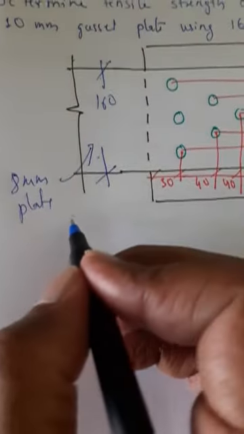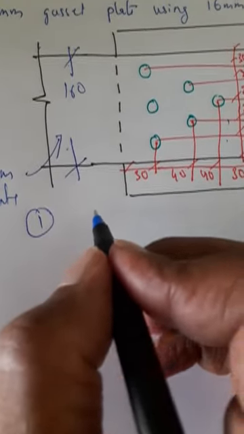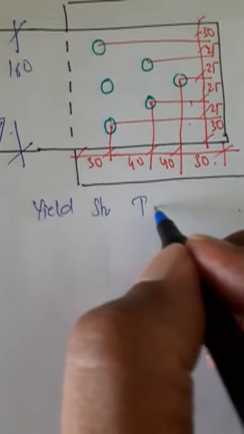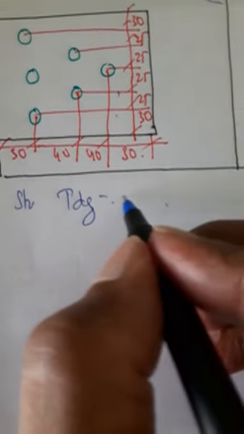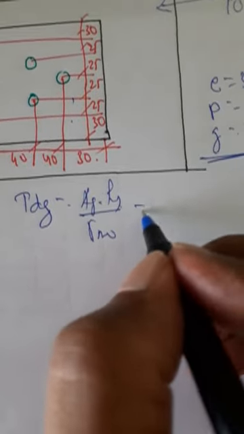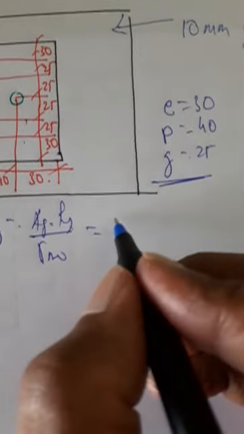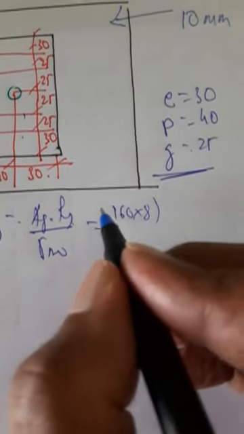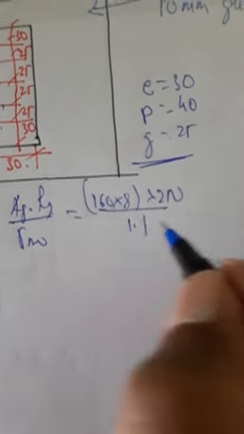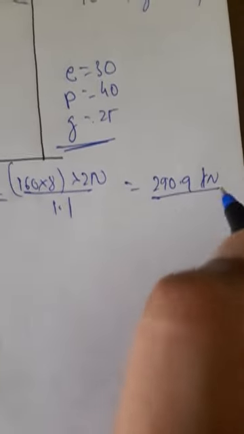So we'll start with analysis. First, TDG, yield strength. TDG is AG Fy by gamma m0. So AG is B into T, thickness. So B is 160, thickness is 8, into Fy 250 divided by 1.1. So you have the value 290.9 kilonewtons.